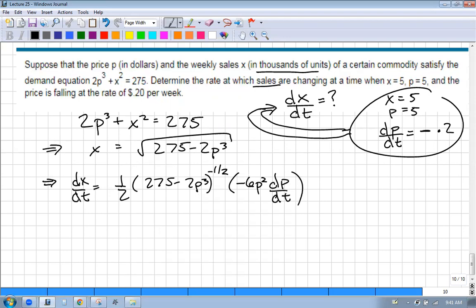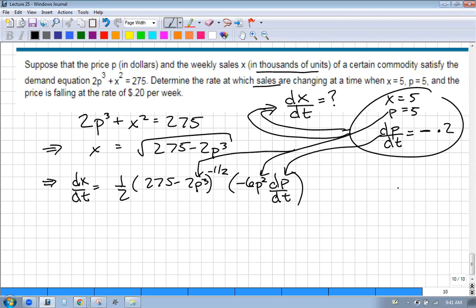So to figure out what this is, when this is true, we would just plug in p and dp/dt. We have the information we need. So this one was really easy. We didn't even have to do implicit differentiation. We could solve for x first. The hardest part of this problem is figuring out what they mean by sales. Any questions?